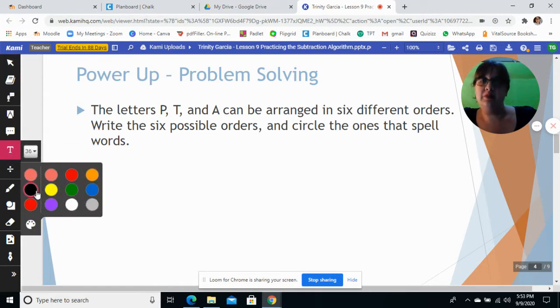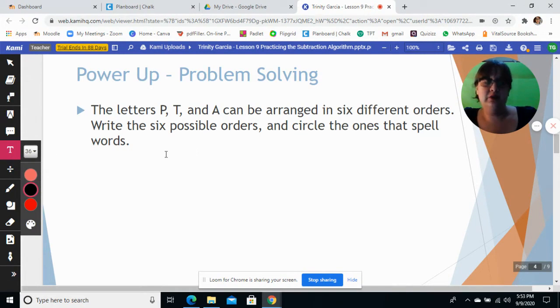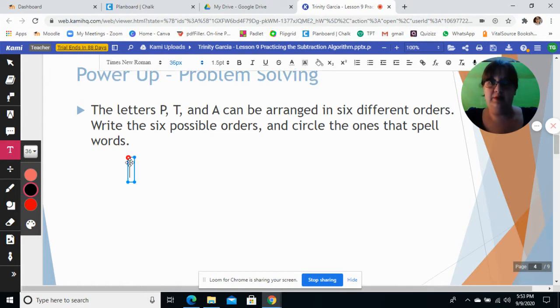So we know from before that for our plan, we can use an organized list. All right, so jot down plan, jot down organized list, and then go ahead and move right to solve because we're going to work out this problem together. Now, just like before, we know that because we have 3 variables, P, T, and A, just like we had 3 numbers before, we know that we can arrange them in 6 ways.